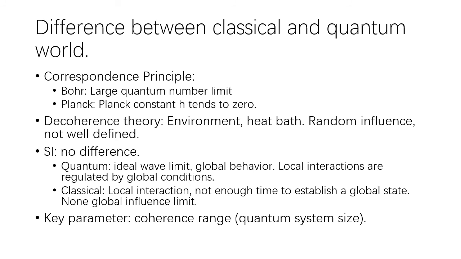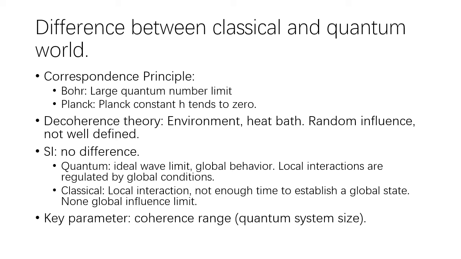When the quantum concept came around more than 100 years ago, scientists had to answer why the quantum world works differently and how to reconcile the classical and the quantum world. Planck and Bohr both proposed their own version of the correspondence principle. Later on, coherence theory was proposed to deal with the coherence problem.